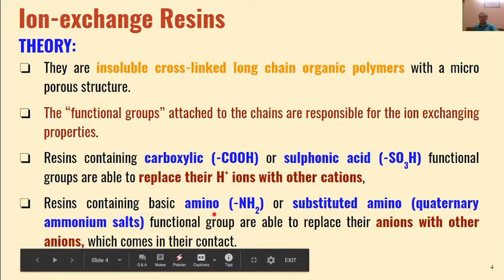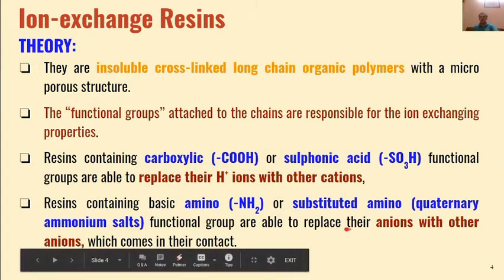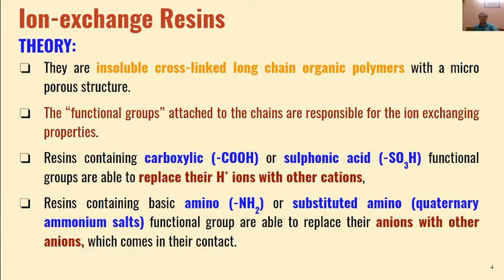Similarly, if the resin contains an amino group or substituted amino group, then this functional group is present. This is a basic functional group, whereas the earlier one was an acidic functional group, and this will replace anions with anions. Anion with anion means the anion present on the resin will be replaced with the anion present in the hard water.